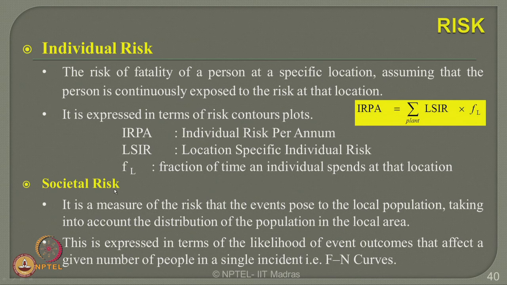Talking about societal risk, it is a measure of the risk that the events pose to the local population, taking into account the distribution of population in the local area. This is expressed in terms of the likelihood of events whose outcome affects a given number of people in a single incident, which is measured in terms of FN curves.